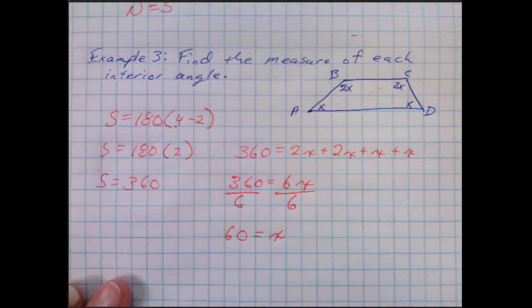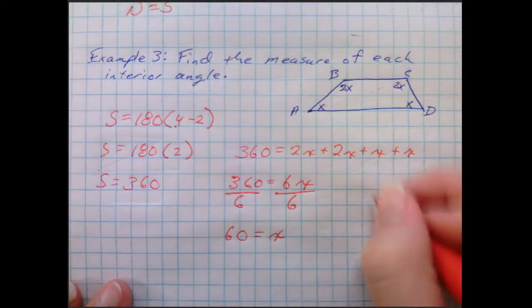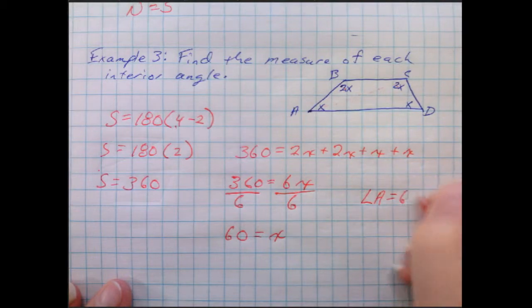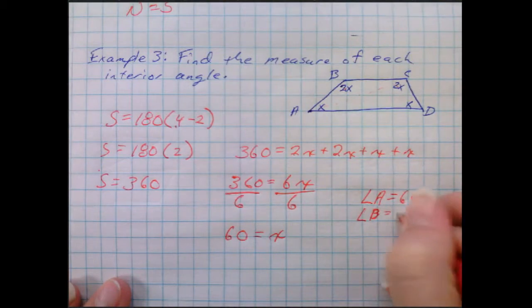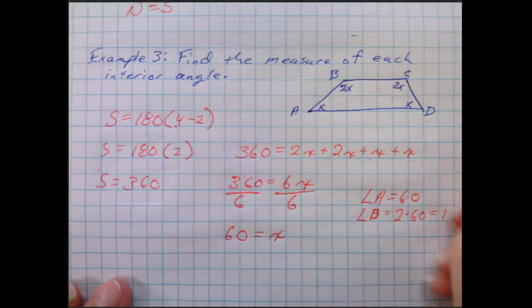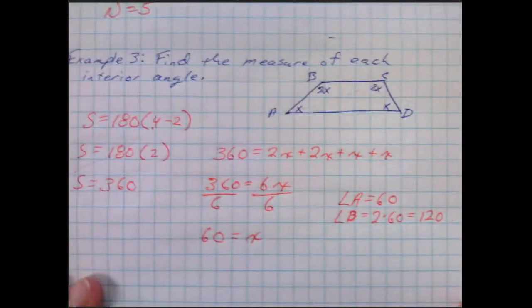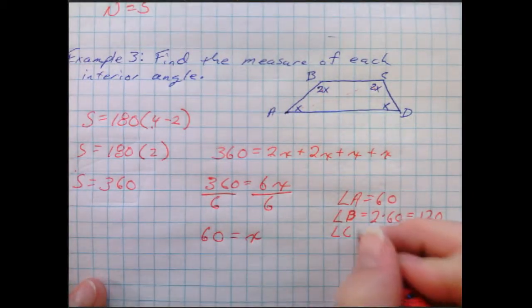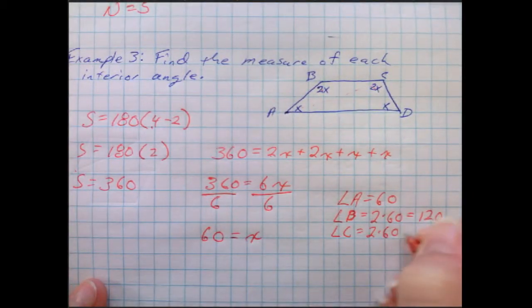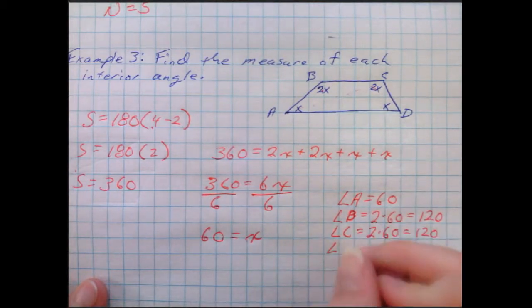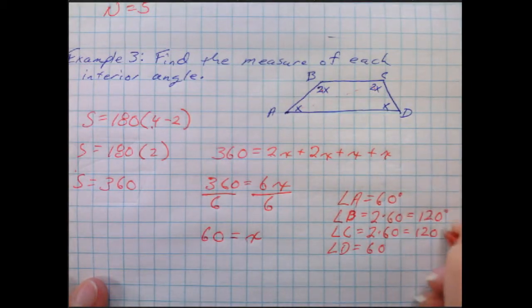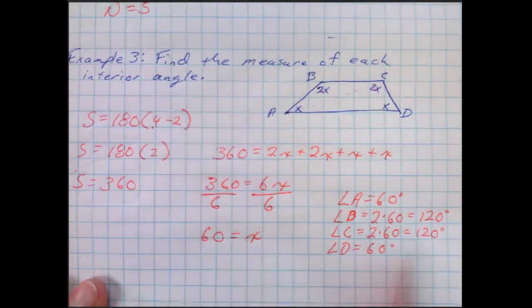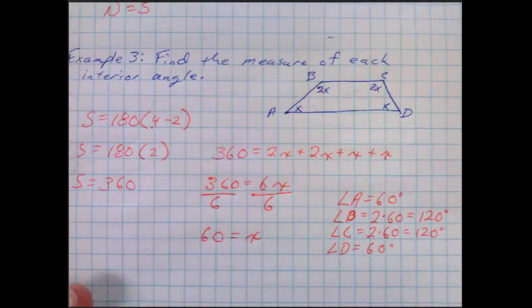Am I done? No. So I have angle A equals 60. Angle B equals 2 times 60, which is 120. So we're plugging that back in. Angle C equals 2 times 60, which is 120. And angle D equals x, so that's just 60. Now I'm done. I have all 4 of my angles. It said find the measure of each interior angle. I have all 4, so I am complete with that one.